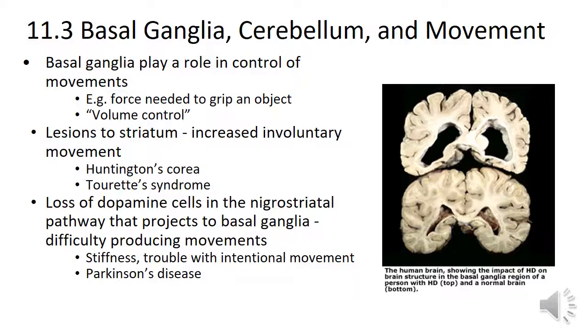In contrast, loss of dopamine cells in the nigrostriatal pathway that projects to the basal ganglia can produce difficulty in initiating movements. So this could be stiffness or trouble initiating an intentional movement. Parkinson's disease is associated with damage to this pathway. If you remember, Parkinson's is associated with difficulty in moving, especially voluntary movement, and kind of a rigidity, and what they call like cog-like behaviors, where movements are very shaky and non-fluid.